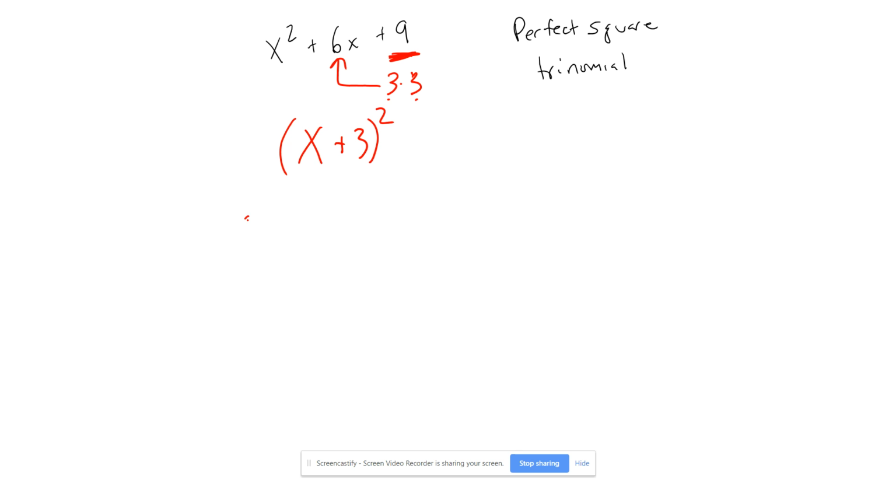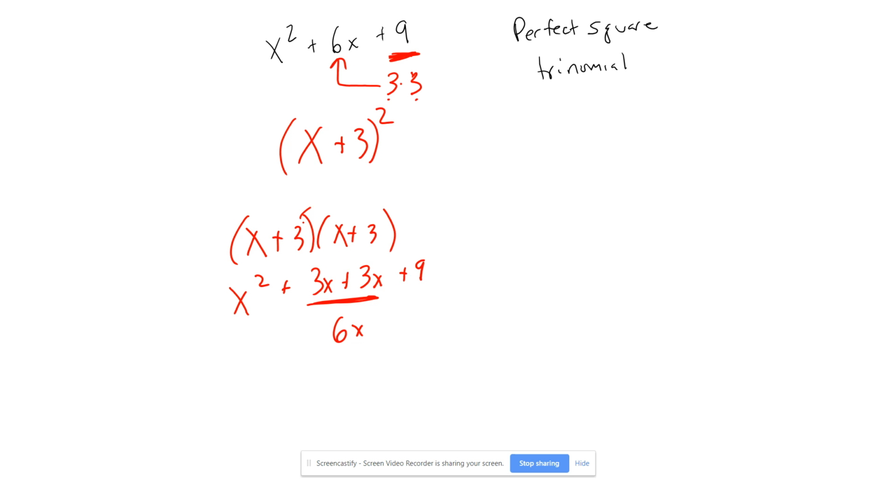Just as a reminder, if we actually multiply this out, it would be x plus 3 times x plus 3. So when we distribute and FOIL everything out, we would get x squared plus 3x plus 3x plus 9. So here's where you get your 6x from. And then 3 times 3 will give you your 9. Okay, so that's the trick just broken down.